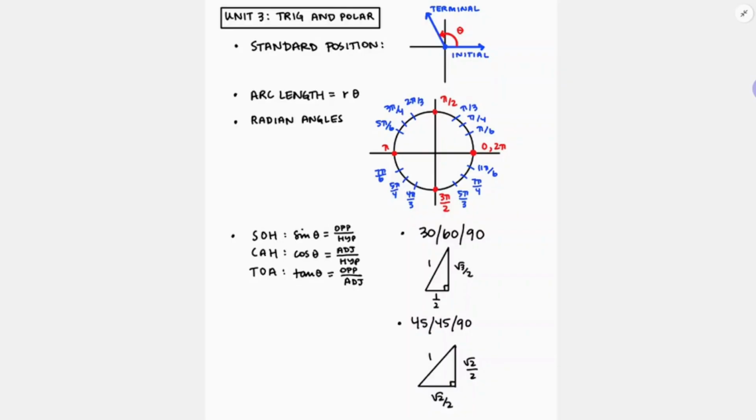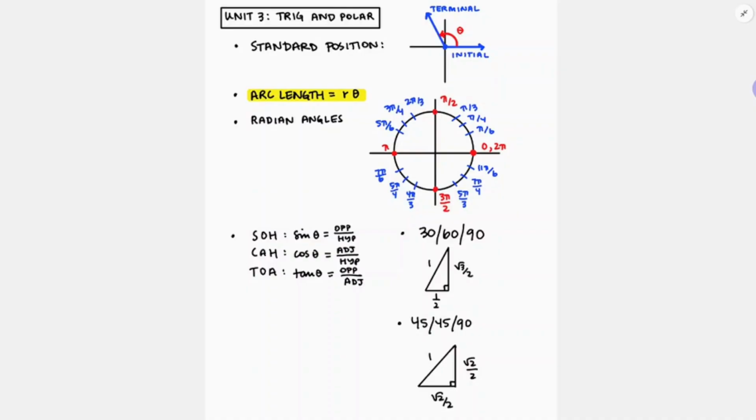We boiled everything down to 30, 60, 90, and 45, 45, 90 triangles, except for the extremes, which you can see on the unit circle labeled in red. And those were basically easy enough that we didn't even have to think about them all that much. We were thinking about, for sine, the vertical displacement from the x-axis, and for cosine, the horizontal displacement from the y-axis.